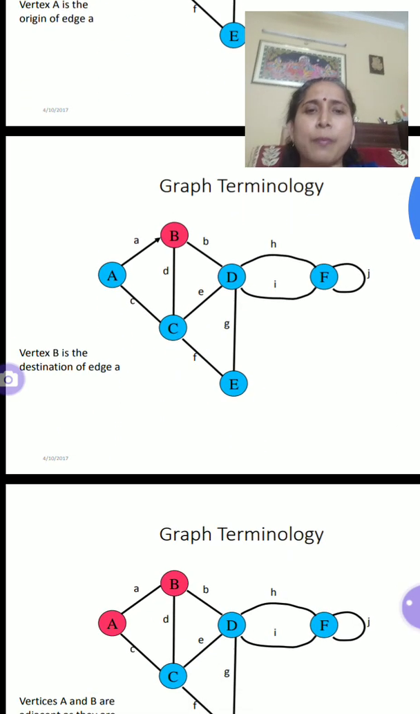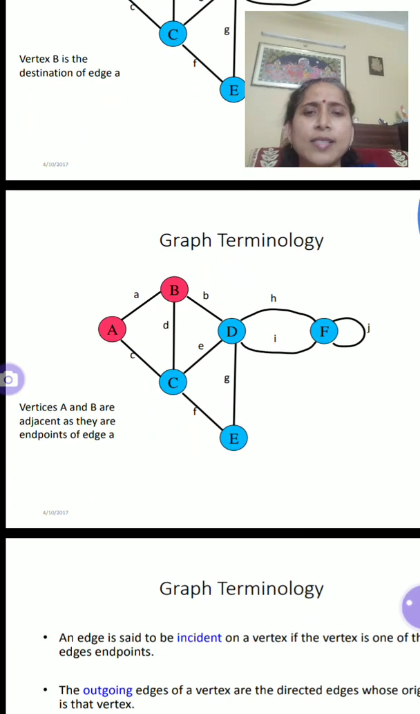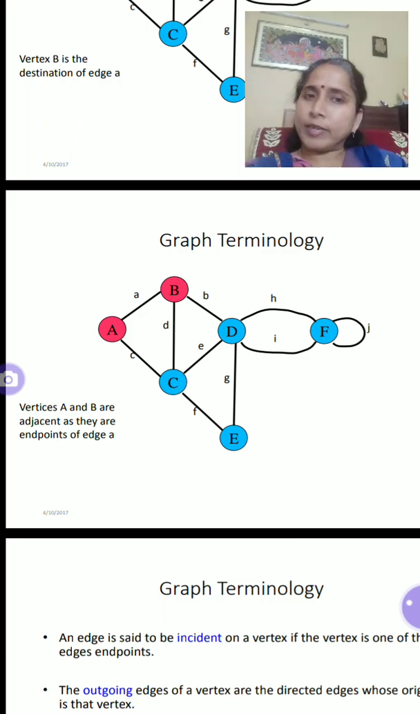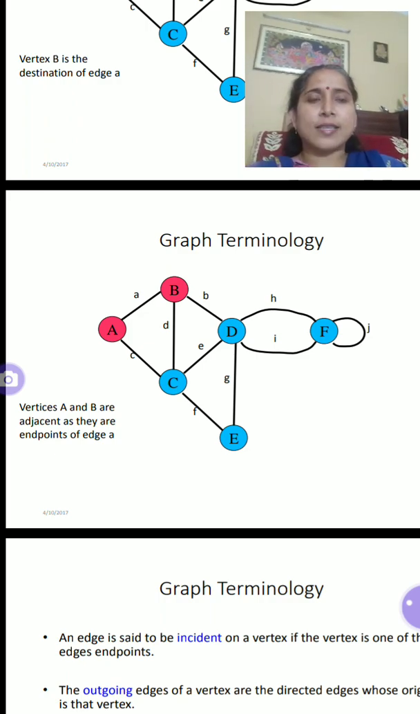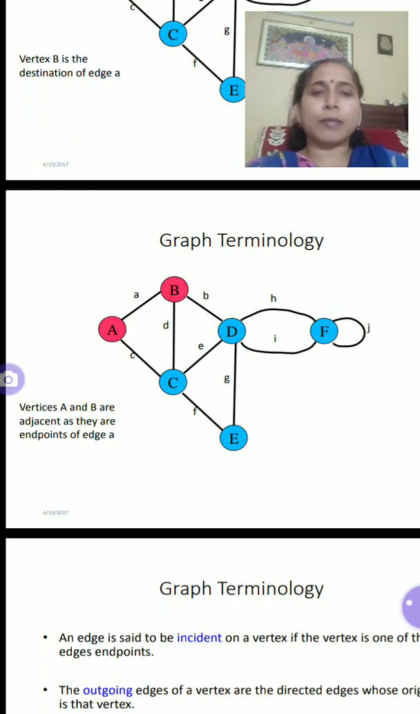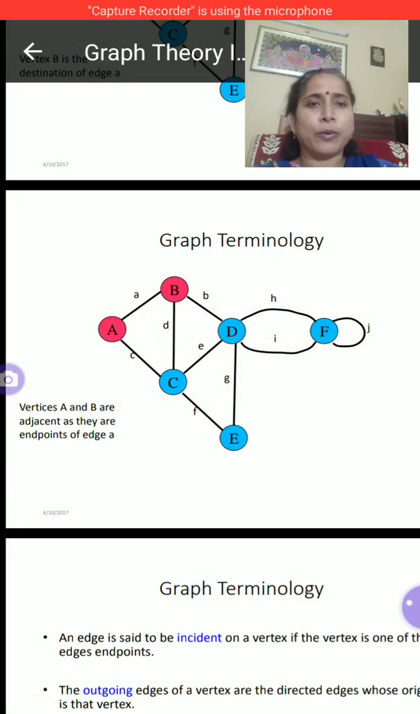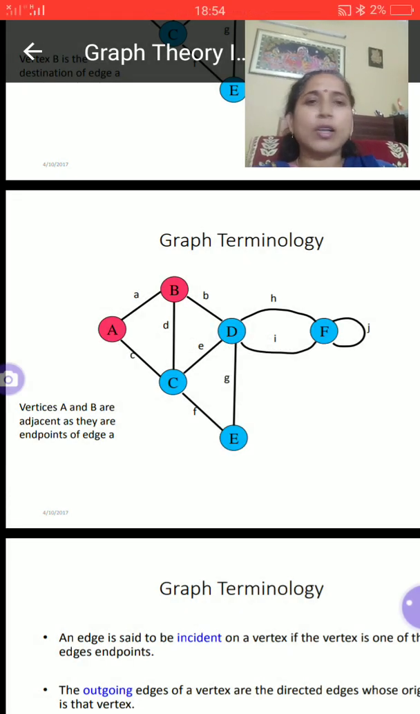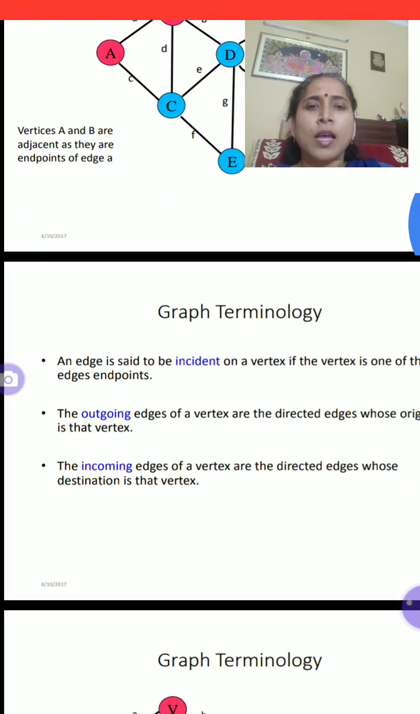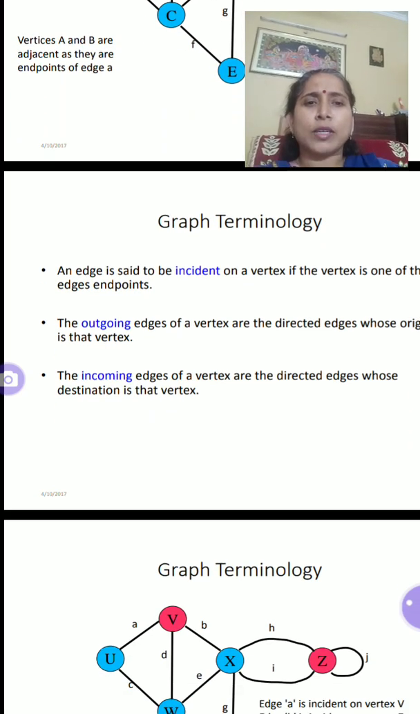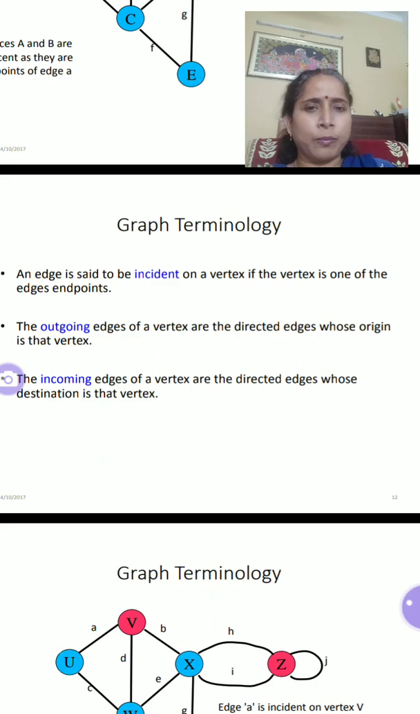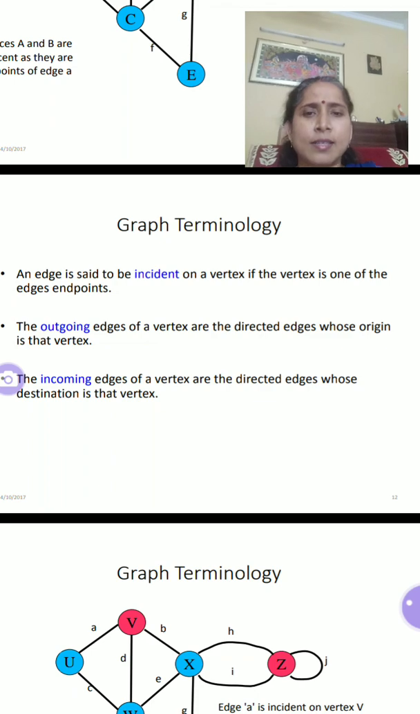Now in this next example, you can see vertex B is the destination, as I've already told you. Vertices A and B are adjacent as they are the endpoints of the edge small a. I've already told you that two vertices are said to be adjacent only if they are connected by an edge and they mark the endpoints. We can see A and D are not the endpoints. Okay, they are not adjacent because they are not connected by any edge. So an edge is said to be incident on a vertex if the vertex is one of the edge endpoints. Outgoing edges of a vertex are the directed edges whose origin is that vertex.